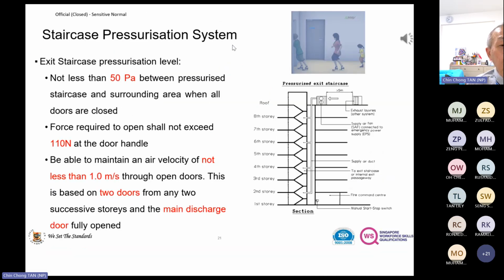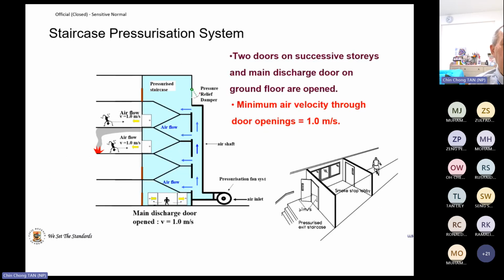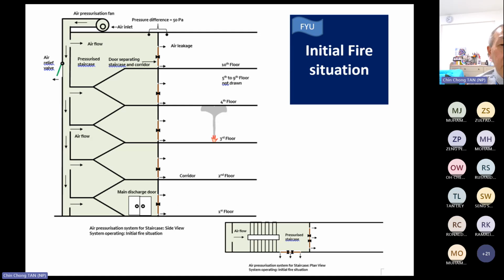So now I'm going to talk about opening doors. You see, the elderly find it very difficult to open the door when the pressure is greater than 110 Newton. Now, for that to happen, I must give you a good diagram. So this is the diagram that I'm going to show you. This diagram has many storeys, I only managed to draw a few. So this is a section view, and this one is a plan view.